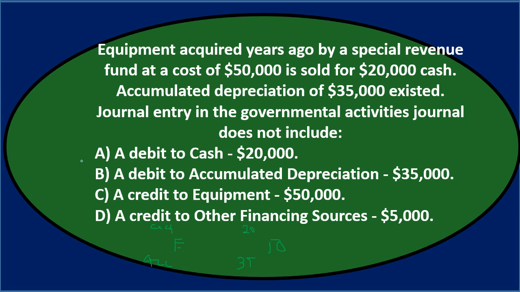And then if we go to A, we're going to say that cash is going to be debited $20,000. You would think that would be done, so that's not it. B says a debit to accumulated depreciation of $35,000. That looks like something we're going to do, so that's not it. C says a credit to equipment of $50,000. That looks right. And then D says a credit to other financing sources, and that doesn't seem right there. So it looks like D is going to be the item. So we're going to pick D, final answer.